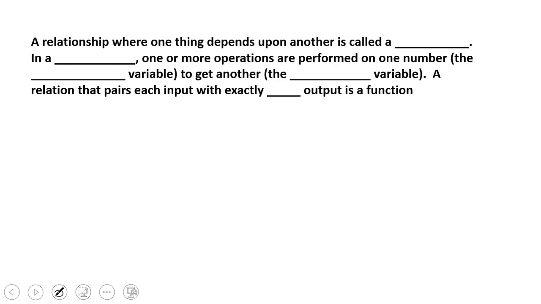So I know you could probably fill out some of these notes on your own by reading page 568 and 569. However, we're going to spend the next few moments filling it out together and having some discussion. So ladies and gentlemen, in a relationship where one thing depends on another, we have a function. And in a function, one or more operations are performed on one number, that's the independent variable, to get another number, the dependent variable. A relation that pairs each input with exactly one output is a function.